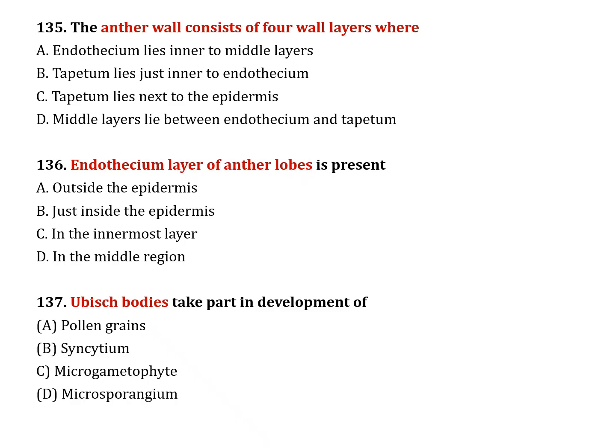The anther wall consists of a four-wall layer where option A, endothecium lies inner to middle layer. Option B, tapetum lies just inner to endothecium. Option C, tapetum lies next to the epidermis. Option D, middle layer lies between endothecium and tapetum. Correct answer is option D, middle layer lies between endothecium and tapetum. The next question, number 136.